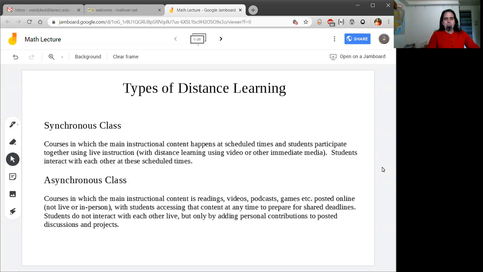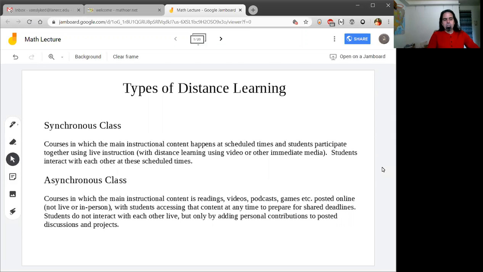The popular way to do this is with Zoom, but there are other ways that we could all be together even though we're not in the same room and collaborate together. And obviously, if this wasn't distance learning, then a traditional class is synchronous. We all show up together at the same class in the same room and do stuff together.